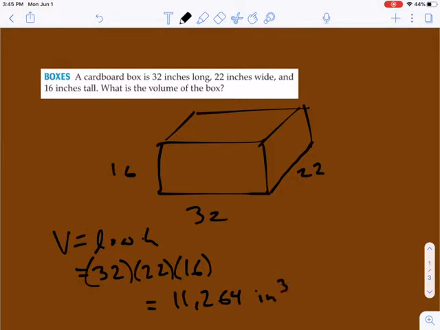All right, so cubic inches. That doesn't mean a lot to us, but this is a pretty okay sized box. It's not huge, but it's a decent sized box.